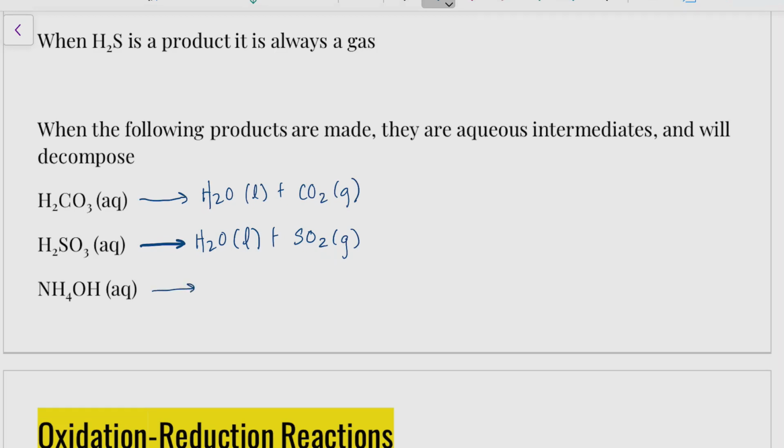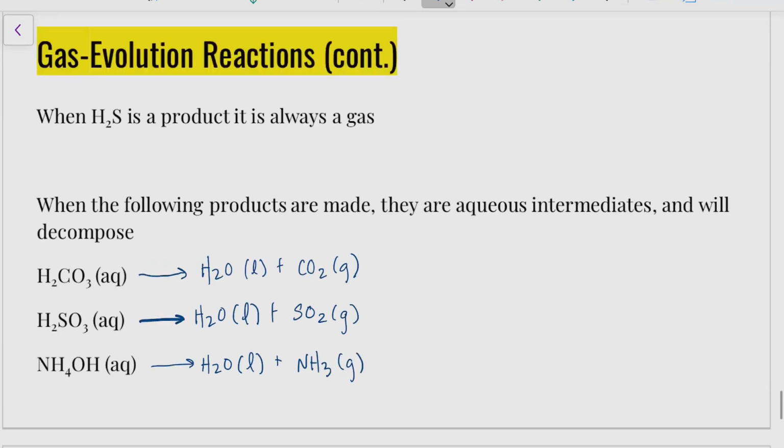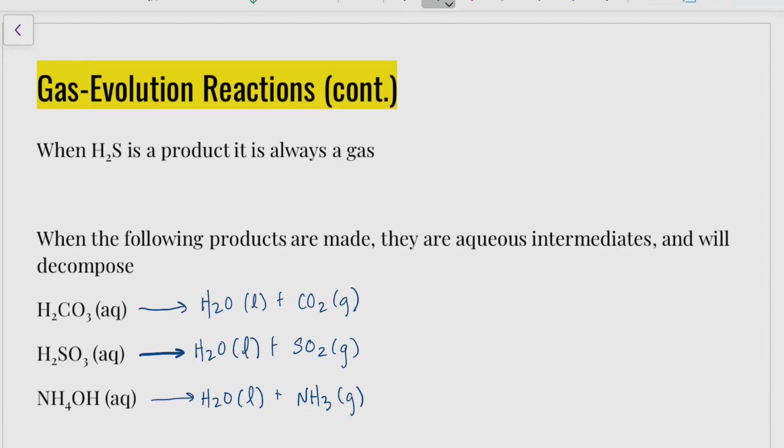And then with NH4OH, this is ammonium hydroxide, which I know technically is a base, but it decomposes spontaneously, so that it doesn't actually form a base. It forms a gas and liquid, and all of these decompositions have the same thing in common, water. We're forming water, and then the leftover of water is going to be NH3, which we remember as ammonia. Okay, so those are 3 aqueous intermediates that are going to decompose into gas, and we're noticing patterns.